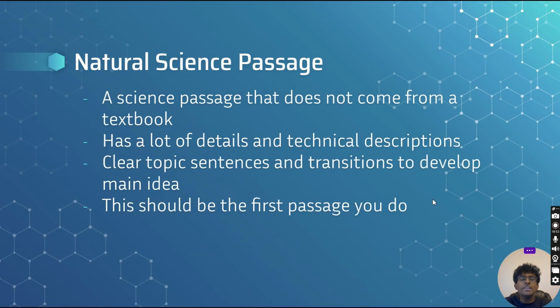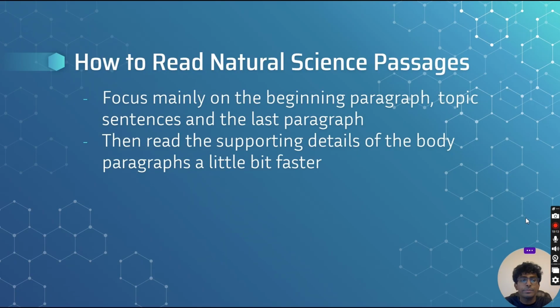All right, and then natural science is our last type. It's a science passage that's not coming from a textbook. You have a lot of details and technical descriptions, and there are typically clear topic sentences and transitions to develop the main idea. In my opinion, this should be the first passage you do. I know it's science, but it's really good in terms of organization, and I feel like you guys will be able to understand it better.